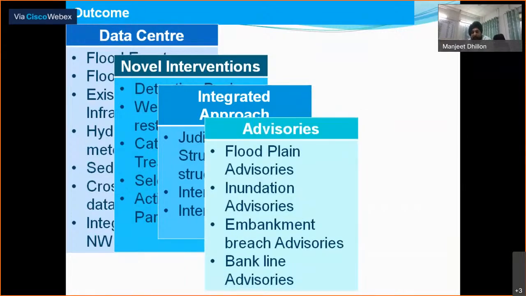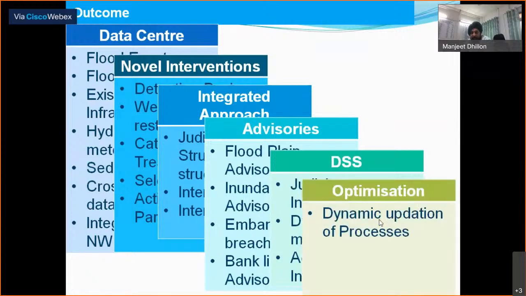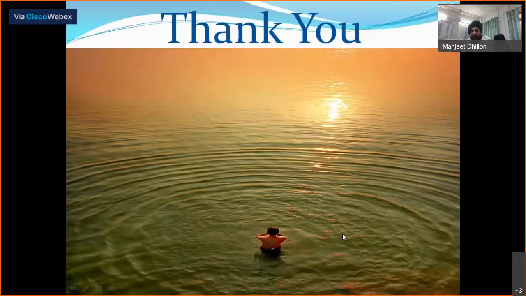And then we issue the advisories: flood plain, inundation, embankment, bank line advisories, and of course, a decision support system. We dynamize the policy making process and actionable interventions instead of giving voluminous comprehensive plans, which become obsolete in 20 years. In fact, if we have a dynamic process, it's good to have a DSS, and processes should be dynamically updated. Thanks a lot. And that's my presentation. I think I took 10 minutes more, but that's all about it.